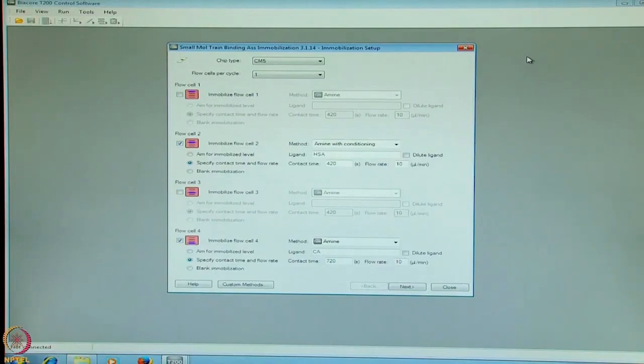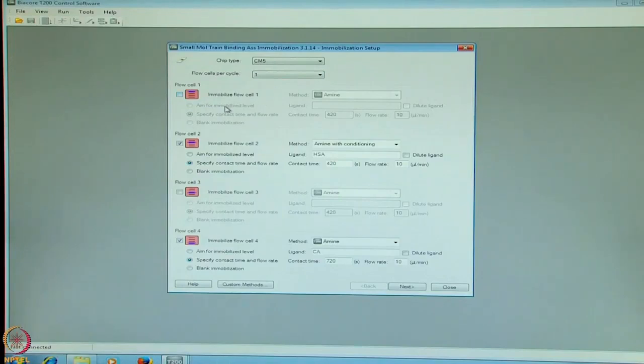In this session, we will understand the interaction of proteins with small molecules. So, to start with small molecule interaction, we have to start again with the immobilization. We go into binding or screening and we go into kinetic mode to determine the affinity of small molecules. Here, we have opened a new immobilization wizard for the immobilization of human serum albumin and carbonic anhydrase on two different flow channels separated with two reference channels. So, the chip selected is CM5, flow channels per cycle is 1.